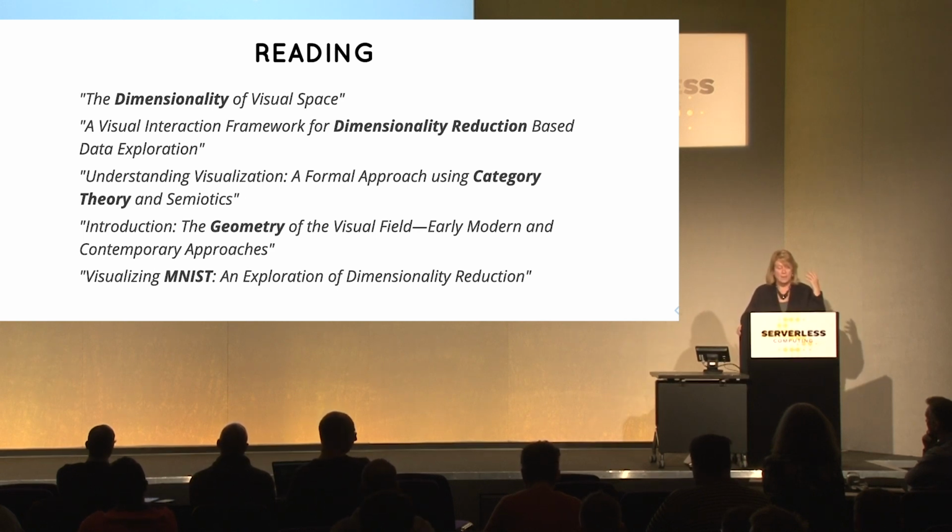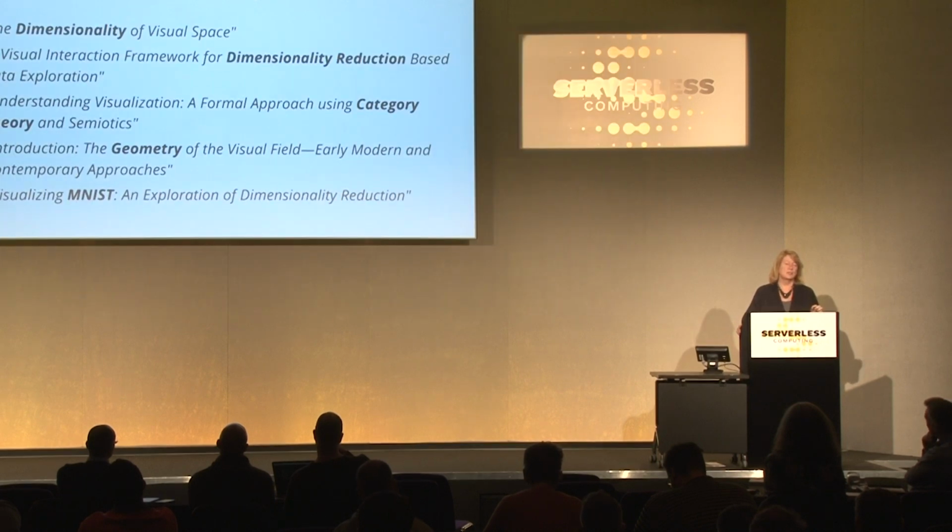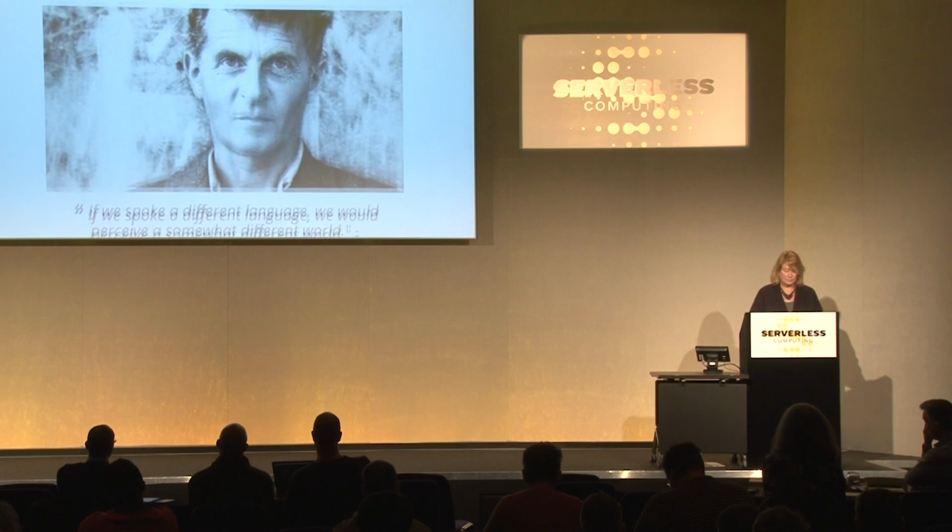I started reading about dimensionality of visual space, a visual interaction framework for dimensionality reduction based on data exploration, understanding visualization, a formal approach using category theory, the geometry of visual data, early modern contemporary approaches, and then a whole lot with machine learning. So MNIST is the hello world of machine learning. It's the categorization of digits using deep neural networks. So an exploration of dimensionality reduction. So I was really looking all over the place.